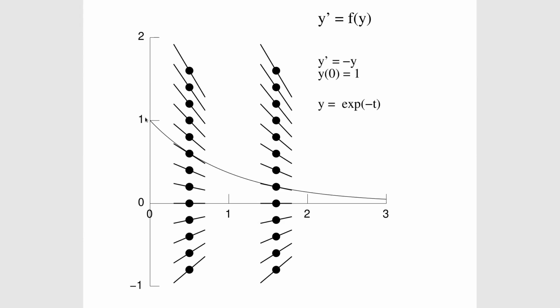And any solution is going to be tangent to elements in this vector field. Okay, so any analytical solution is going to pass tangent locally to the slope in this vector field. So this suggests a simple way, a simplistic way of trying to numerically compute a solution to this differential equation.